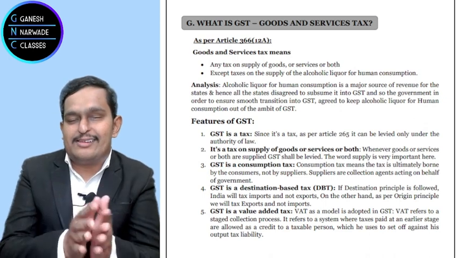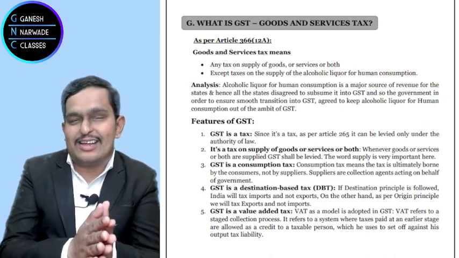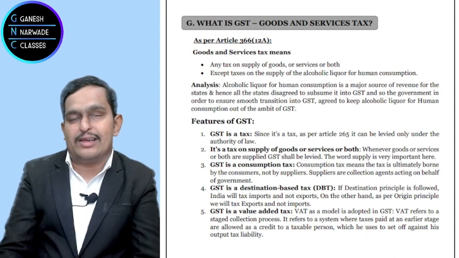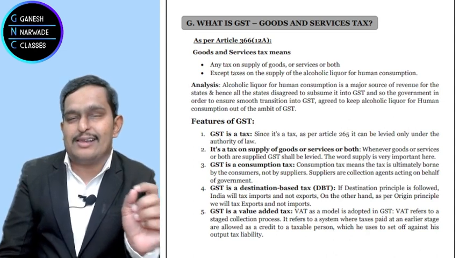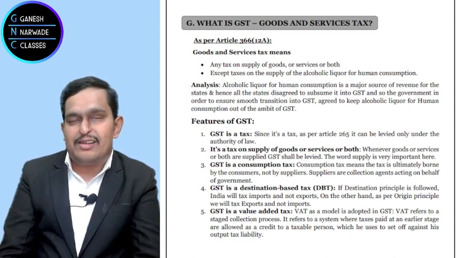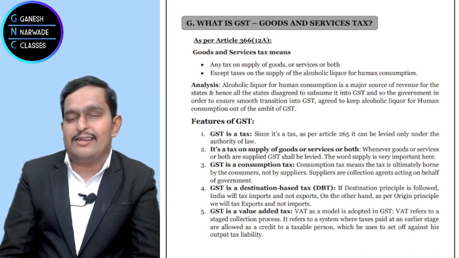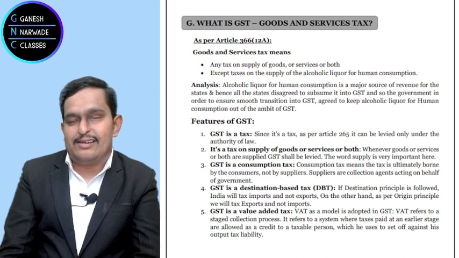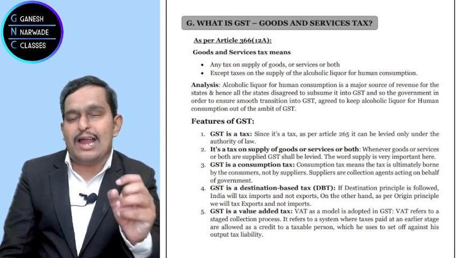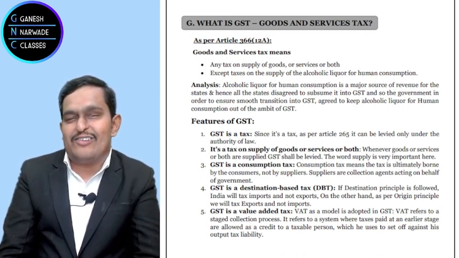So GST is a tax on goods and services other than alcoholic liquor for human consumption as per Article 366 12A. Why? Alcoholic liquor is only taxed by the state government. Okay, that's it. Now understand what are the features of GST. Now very simple things I wrote here for you to understand.